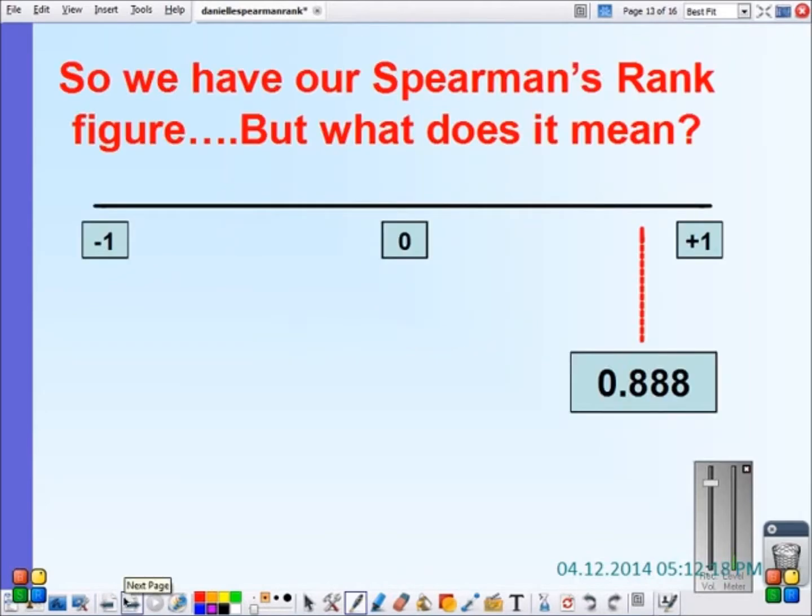So we now have our Spearman's rank figure, but what does it mean? Our overall value will always be between -1 and +1. As a rough guide, our figure of 0.888 demonstrates that there is a fairly strong positive relationship. It suggests that where pedestrian counts are high, there is a high number of convenience shops. Should the figure be close to -1, it would suggest a negative relationship, and that as one thing increases, the other decreases.